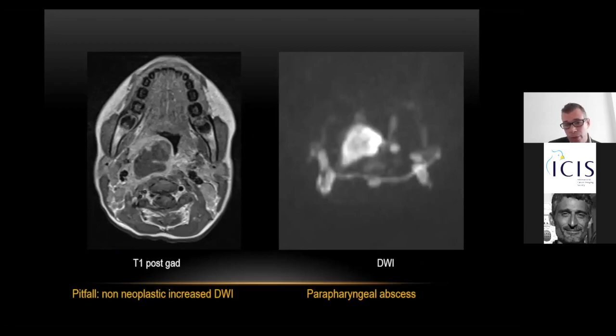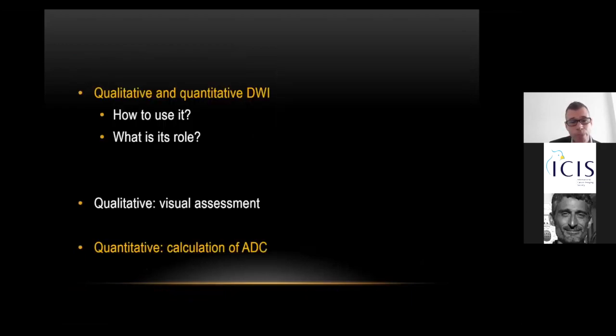And the final pitfall is that benign pathologies can result in increased DWI signal, both an abscess, as in this situation, and also benign pathologies such as sebaceous cysts. And sometimes the DWI signal can be very, very increased, and often mimic tumors that show markedly restricted diffusion, such as lymphoma. So let's move on to the quantitative analysis now.